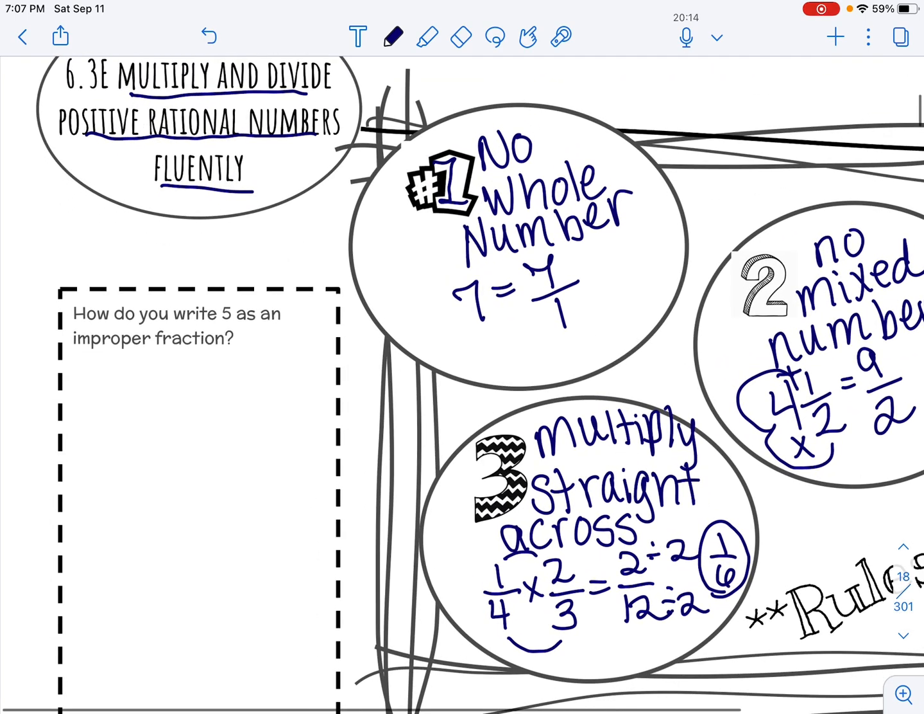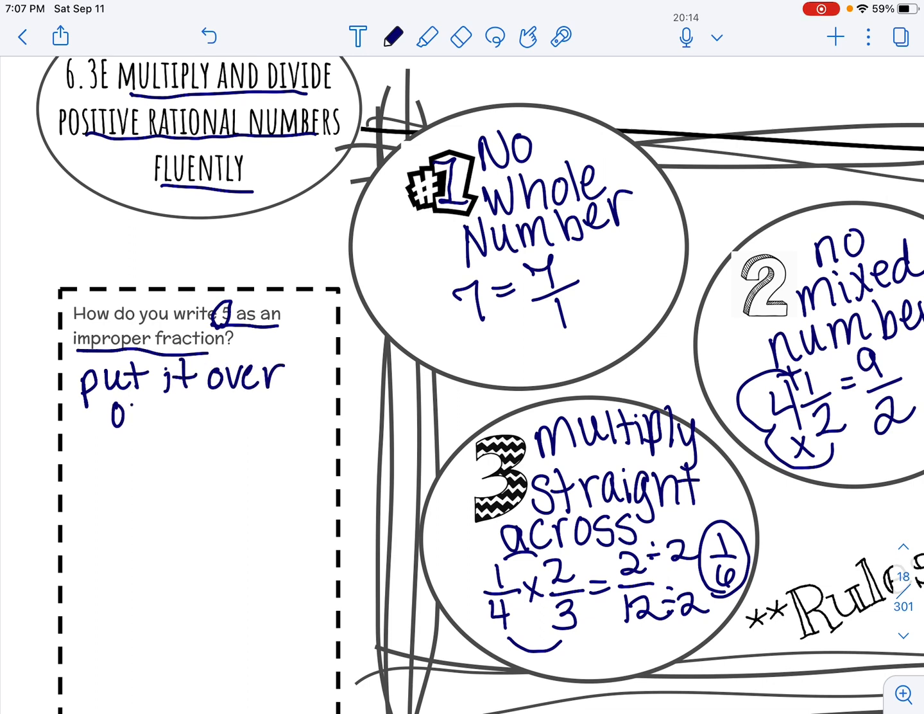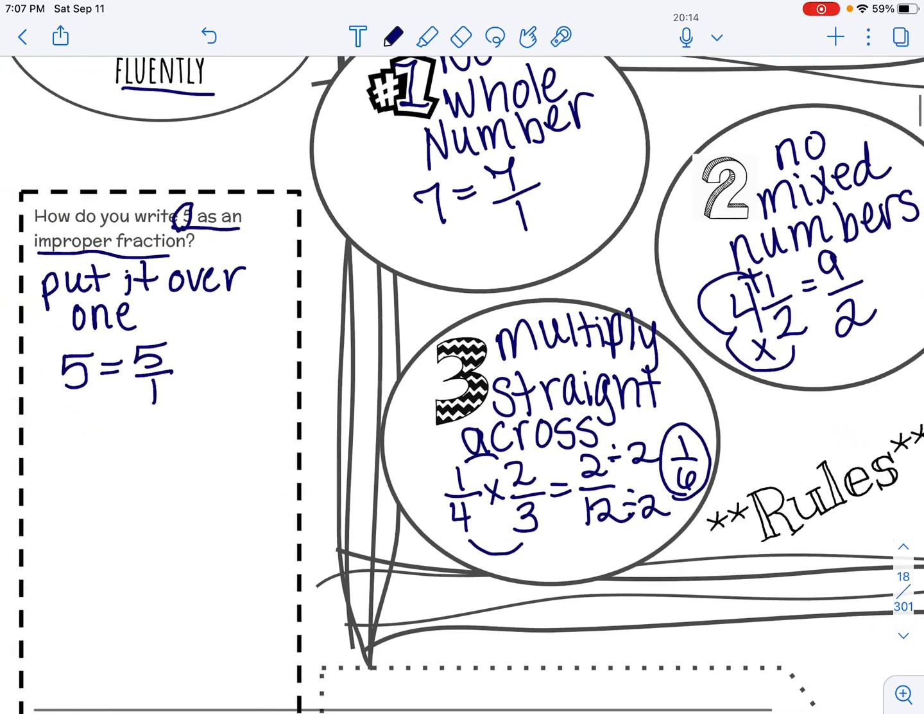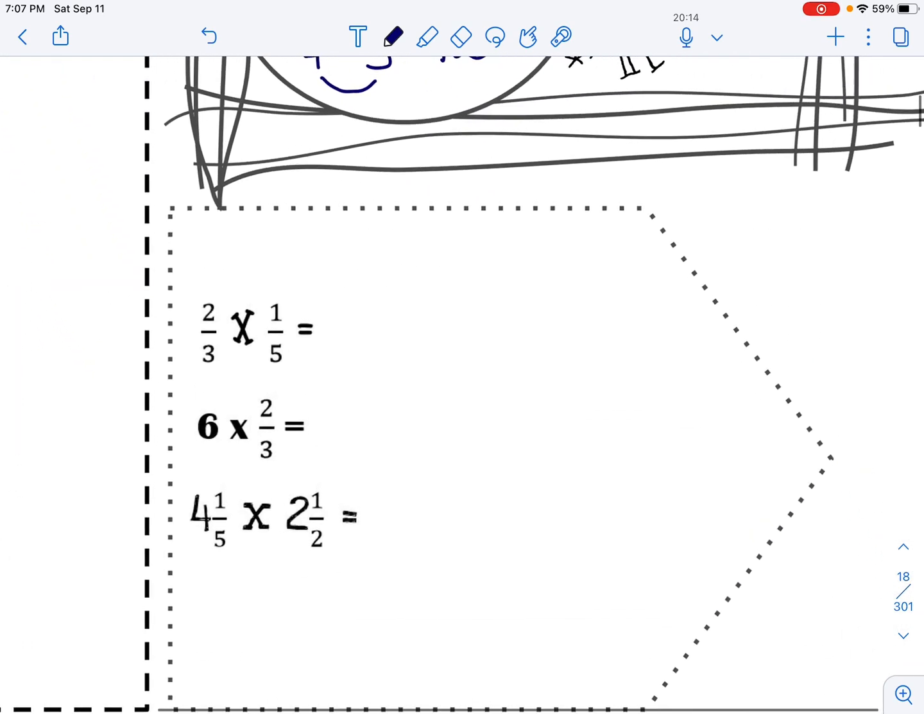How do you write 5 as an improper fraction? Well, we put it over 1. So it's like making a whole number a fraction. So we put it over 1. So 5 is the same thing as saying 5 over 1. So 5 equals 5 over 1. Good job. All right, so now we have some examples over here.